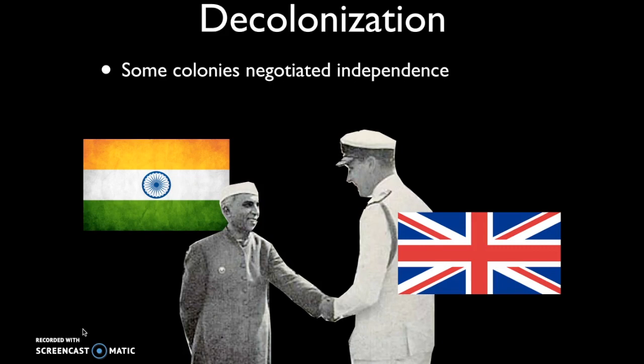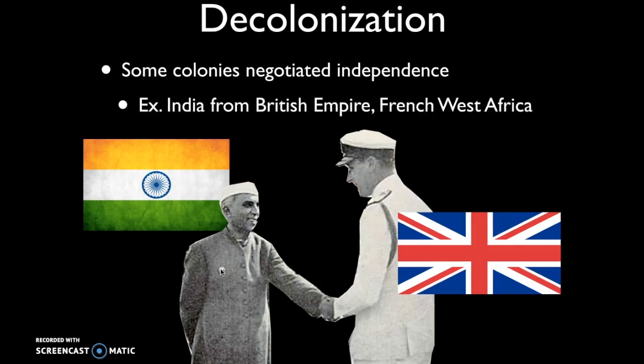The example that we'll study in depth is the way in which India was able to gain their independence from Great Britain through a relatively peaceful process. Other examples: in West Africa, the French were willing to give up their West African colonies, and so the West Africans negotiated their independence. We'll discuss how Ghana and their leader at the time, Kwame Nkrumah, was able to negotiate their independence from the British.